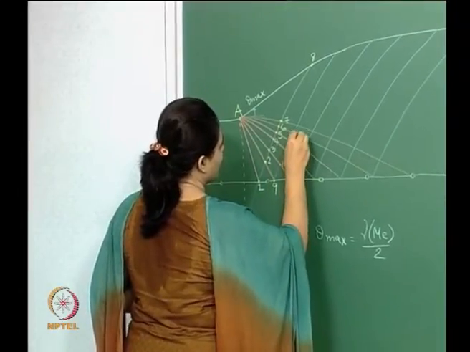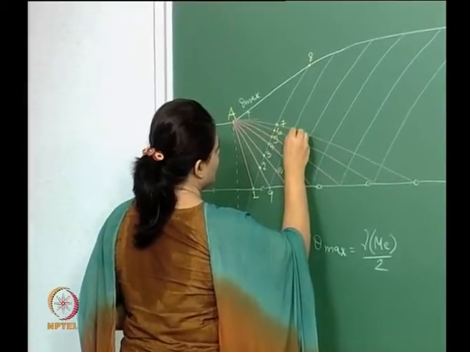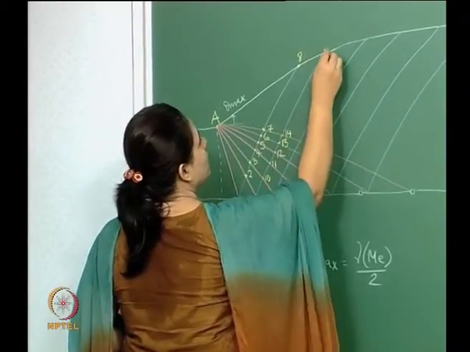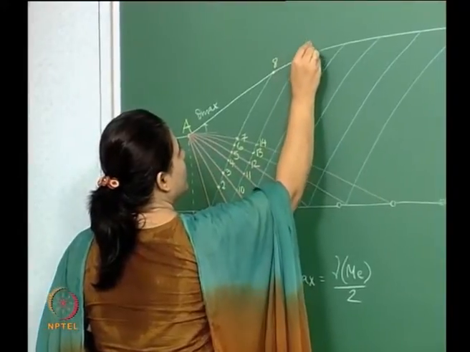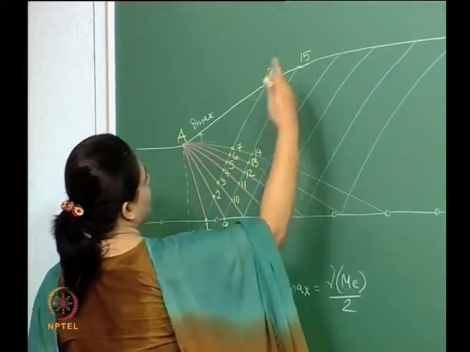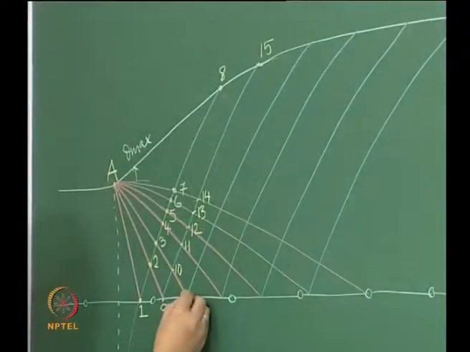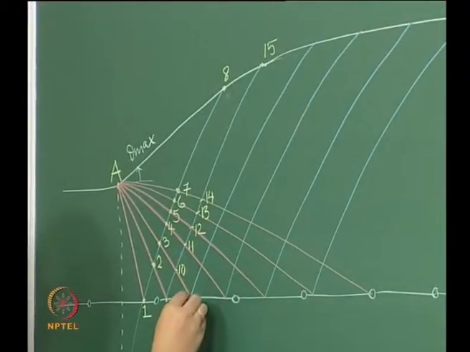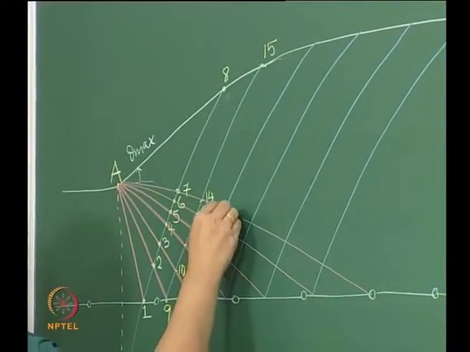11, 12, 13, 14, 15, and so on and so forth. We're sort of going on each characteristic and labeling it. So we come back in here, so 16, 17, 18, 19, 20.